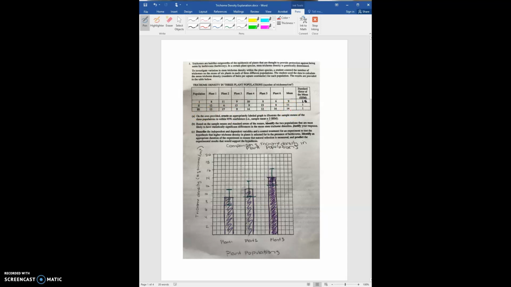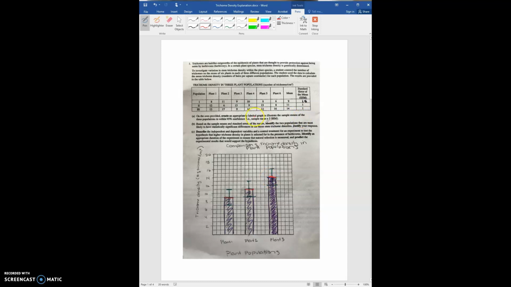What they asked you to do, on the axes provided, was create an appropriately labeled graph to illustrate the sample means of the 3 populations. So here we have the 3 populations, and we have 9, and we have 11 for our second, and we have 14 for our third.